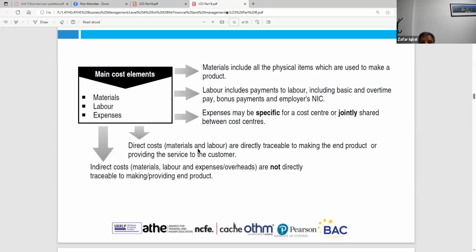Okay, and then we have some indirect costs that are not related to the end product. For example, lighting is not related to this particular product. Advertising is not related to this particular product. Publicity is not related because every product shares all these things. But the direct costs are only related to that particular product.